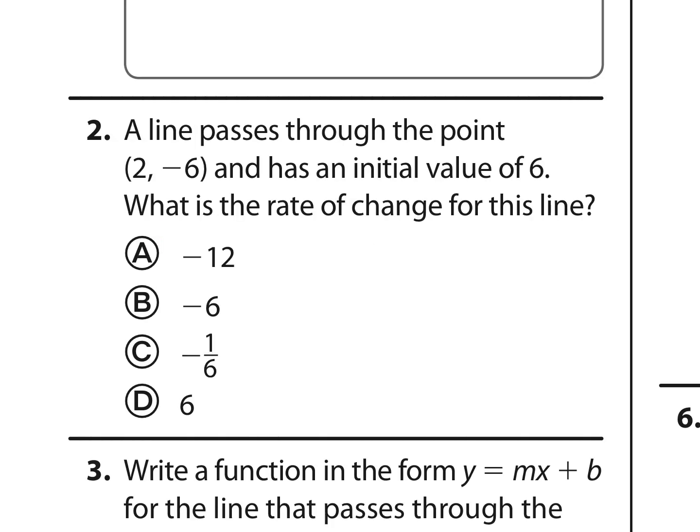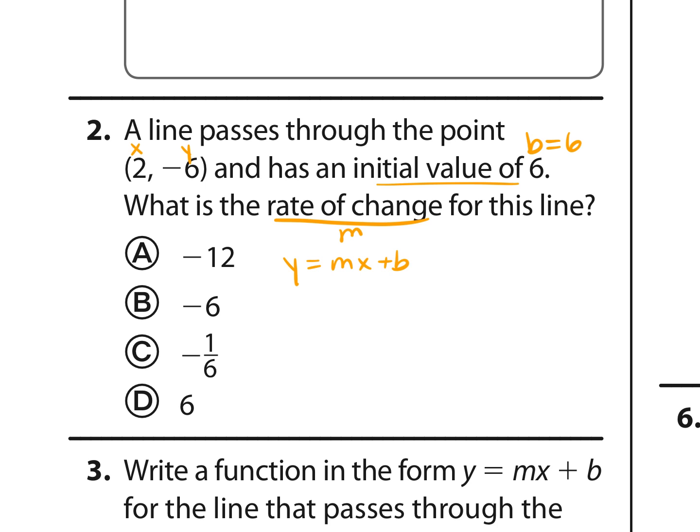And then step 3, once you know m and b, you can just write your equation in y equal mx plus b. Number 2 says a line passes through the point 2, -6 and has an initial value of 6. What is the rate of change? So it gives us this ordered pair, x and y. It gives us the initial value, that's b, so that is 6. And it asks, what's the rate of change? What is m? So I'm thinking about this equation, y equal mx plus b, where I'm given x, y, and b and solving for m.